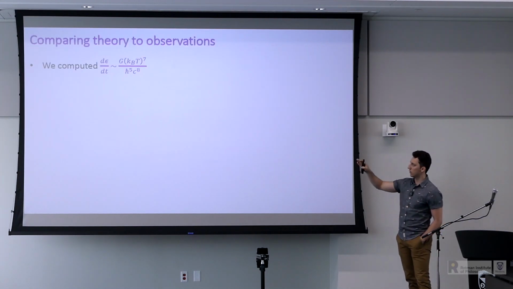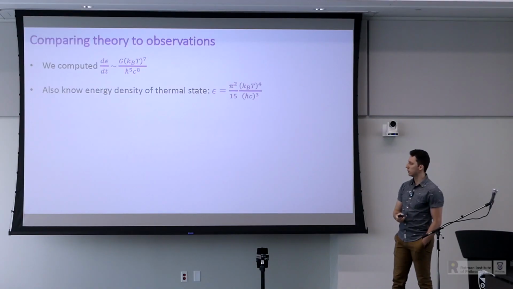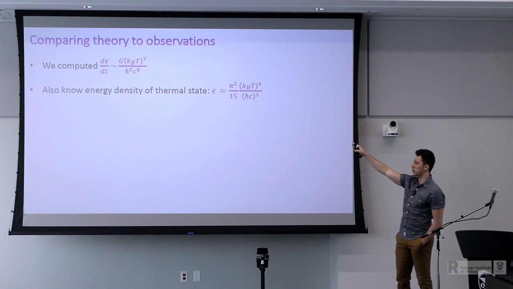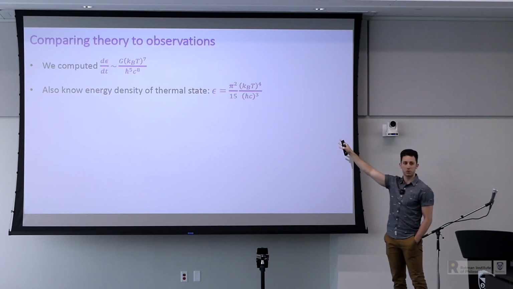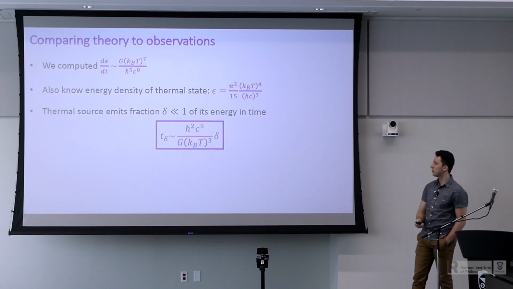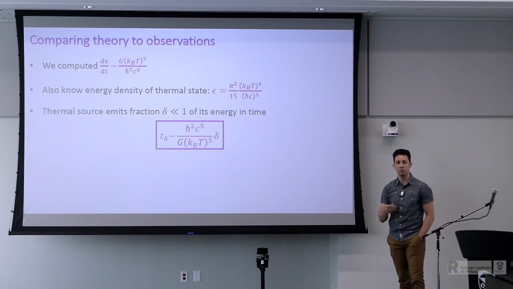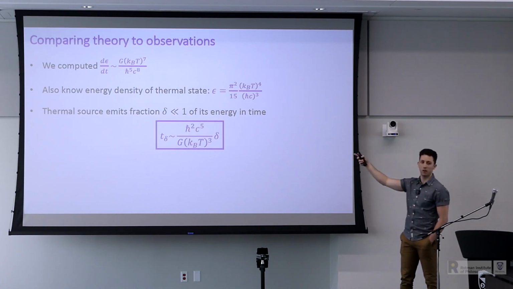So once again, reiterating, we computed dE/dt. We also know, and this is a very standard result, that the energy density of a thermal state of a scalar field is given by this expression. And so by dividing these two expressions, we can find the time that it takes for a thermal source to radiate a small fraction delta of its energy.